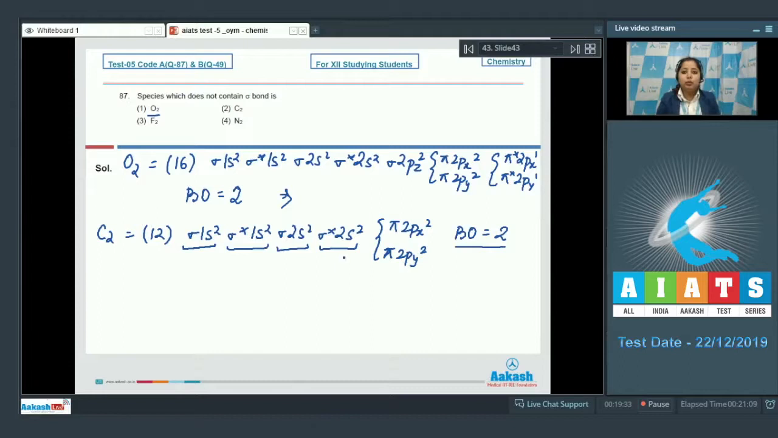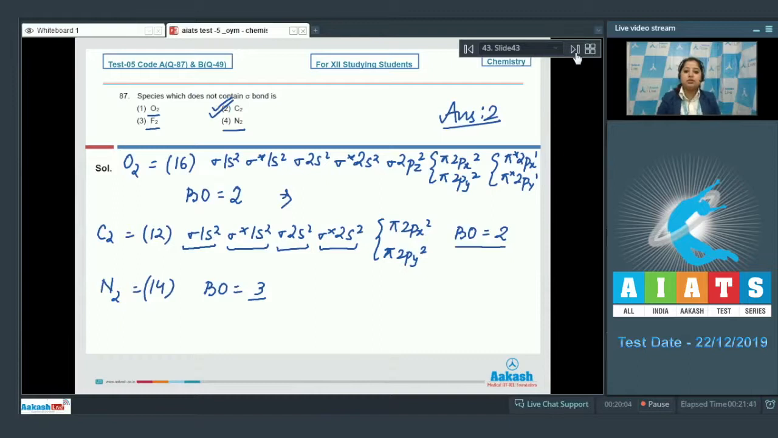So in C2, both the bonds are pi bonds and there is no sigma bond. On the other hand, in case of F2, there is one bond, as the bond order is 1, and that bond is a sigma bond. On the other hand, in case of N2, we have already discussed, the bond order is 3, and out of those 3 bonds, 1 is sigma and 2 are pi bonds. So the correct answer for this question is option number 2. That means C2 has no sigma bonds. Both the bonds in C2 are pi bonds. So the correct answer is option number 2.